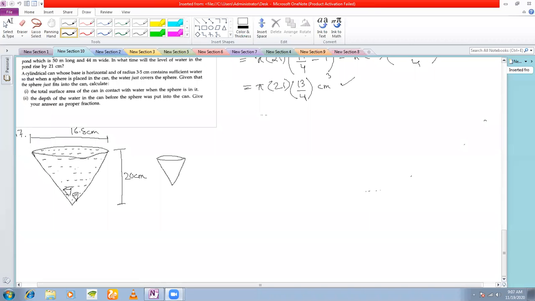Two cones are submerged into this bigger conical vessel. Once they are submerged, a certain volume of water flows out of this vessel. What is the volume of water that flows out?